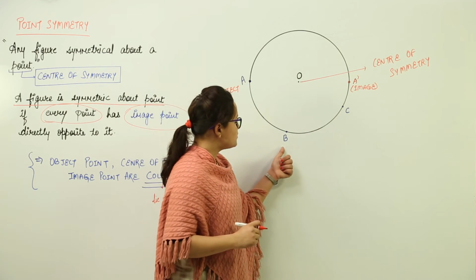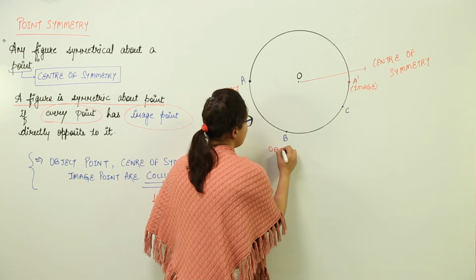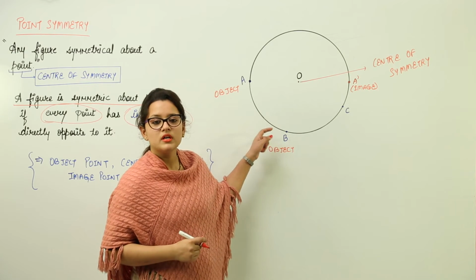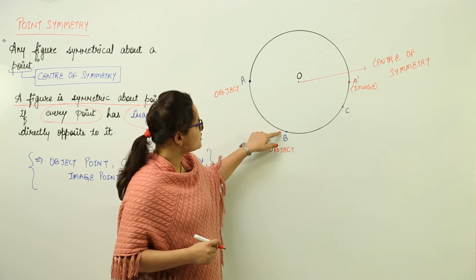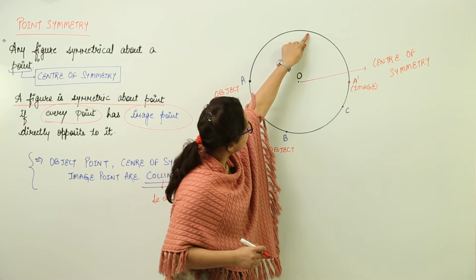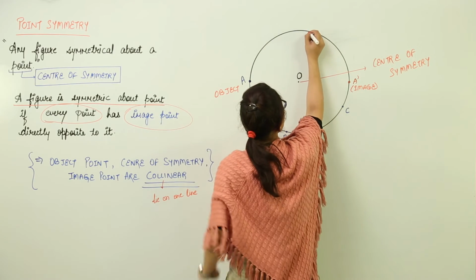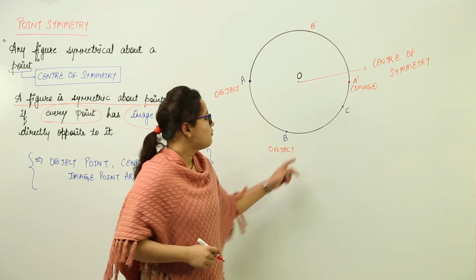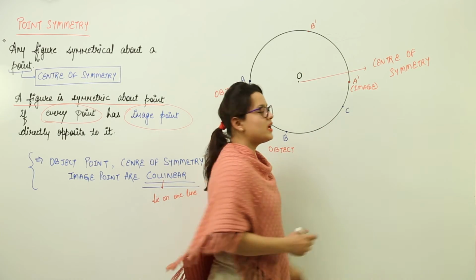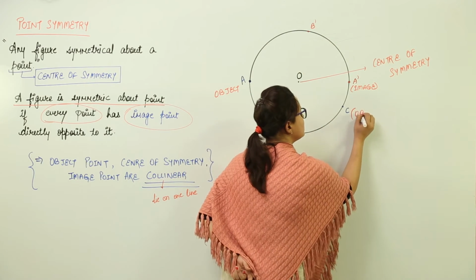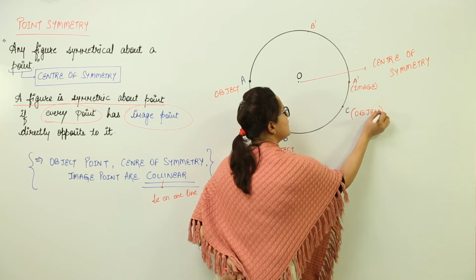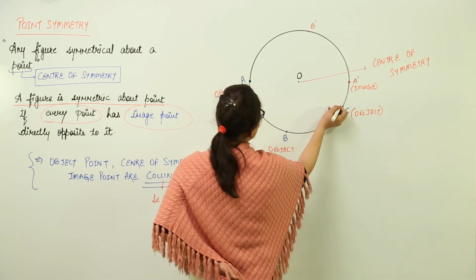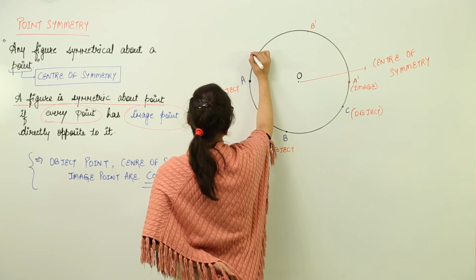Next we have the object point B. So we'll write over here object. Now object B is going to have its image directly opposite to this, that means over here. So we are making B dash over here. Now what about point C? If you take point C as the object, you would find that the image point for this object point is going to lie directly opposite to this, that is over here.